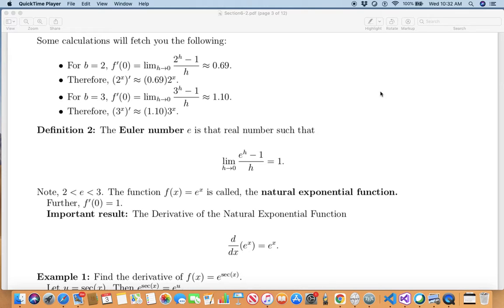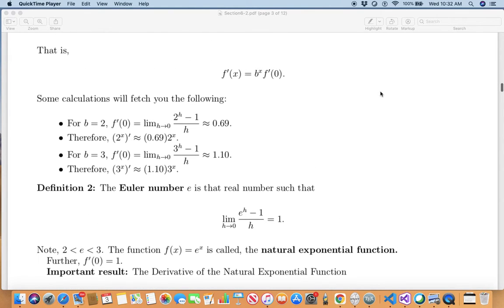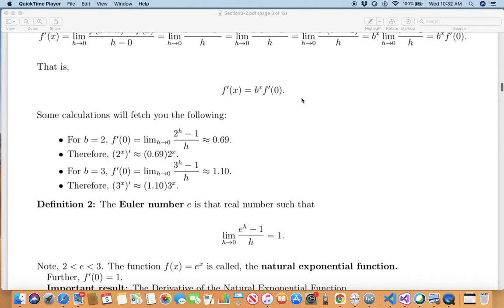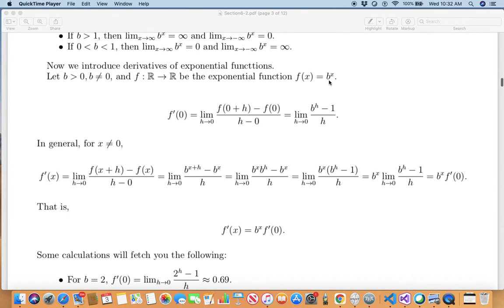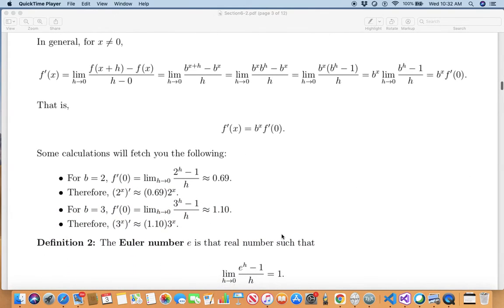Welcome back. We just saw the derivative for the exponential function. The derivative at any x is the function again times the derivative at 0. Recall the function is exponential, so the derivative at x is b to the power x times f prime of 0. In particular, we saw what happens when b was 2.